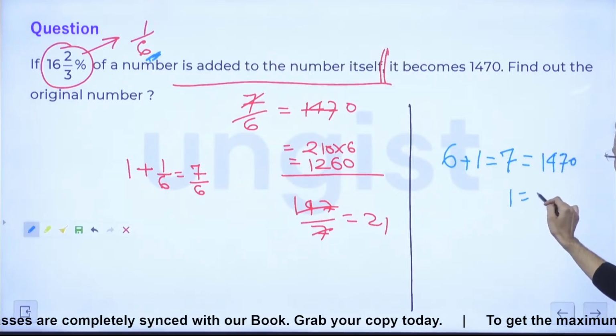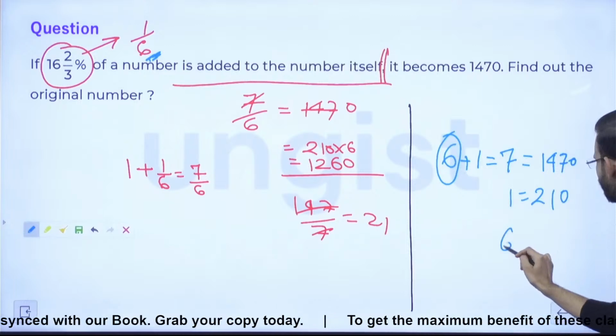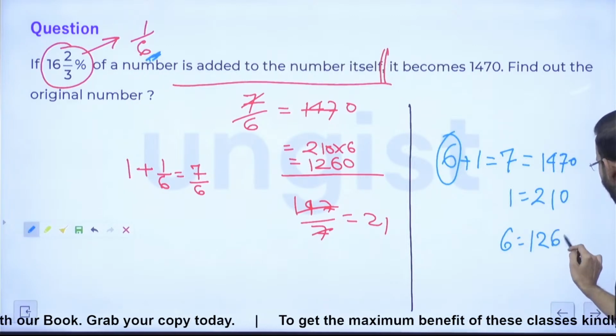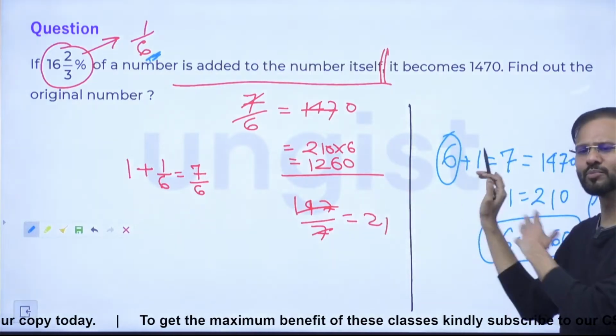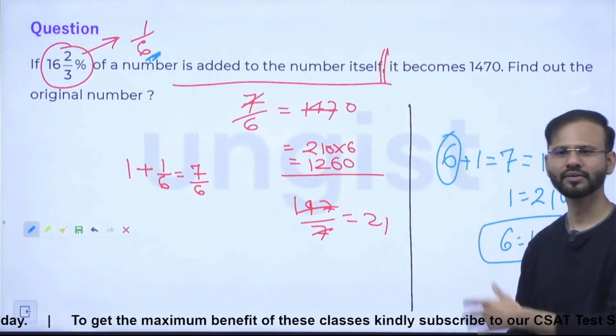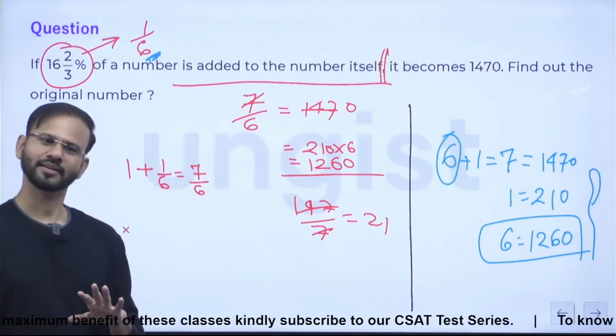So 1 unit is equal to 210. So the original number that we have assumed is 6 units. So 6 units is equal to what? 1260. So you can think like this or think like this. Both the things are almost similar, guys. Right? Friends, any confusion? Akram? No? Acha.